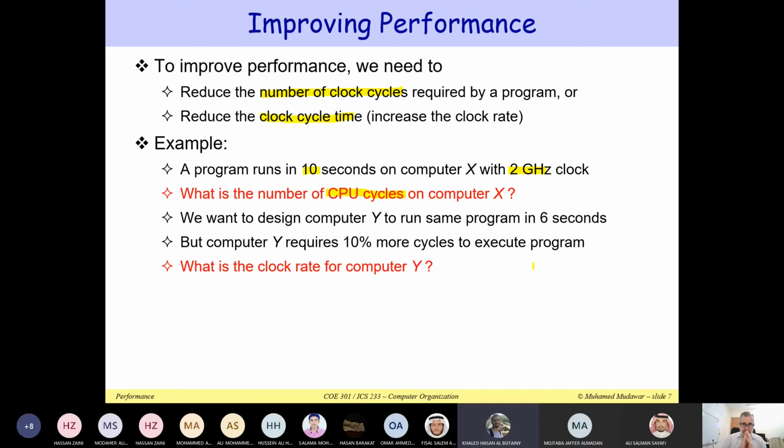2 times 10 to the power 9 divided by 9, we get the number of cycles. Right. Sorry, I did not understand. You do what?